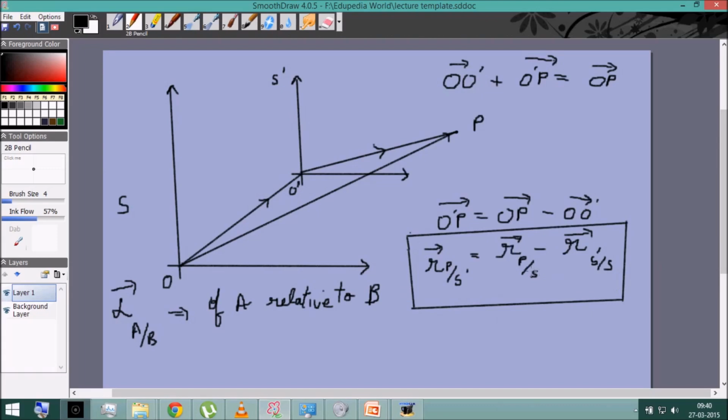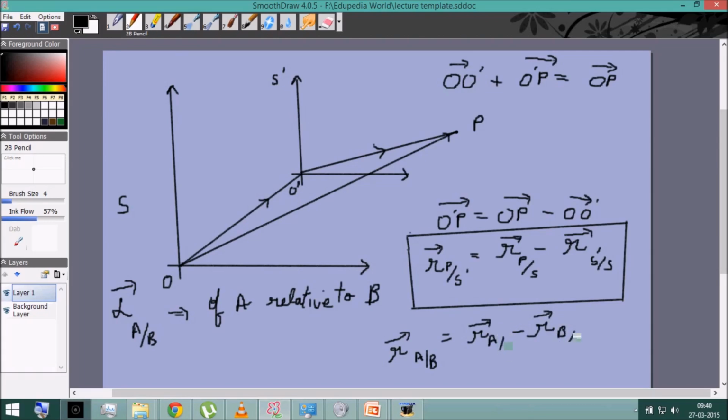And this just says the position of P relative to S dash is the position of P relative to S minus the position of S dash relative to S. An easy way to remember this generally is a vector R or V or A or U or S. It doesn't matter, right now we're just talking about vectors. Of A with respect to B is simply R of A minus R of B. That's the easy way to remember it.